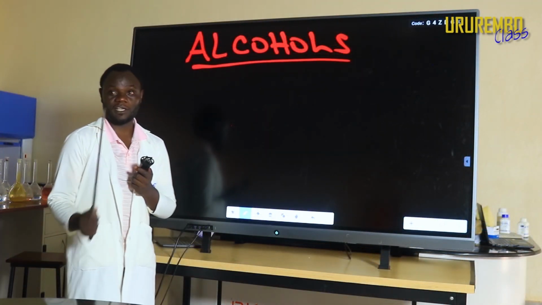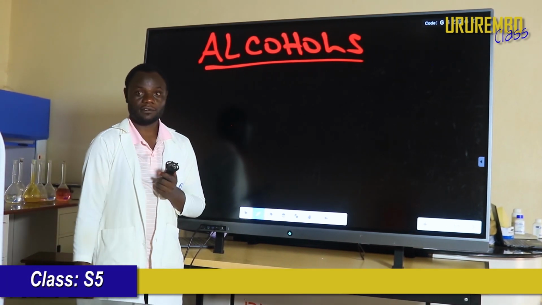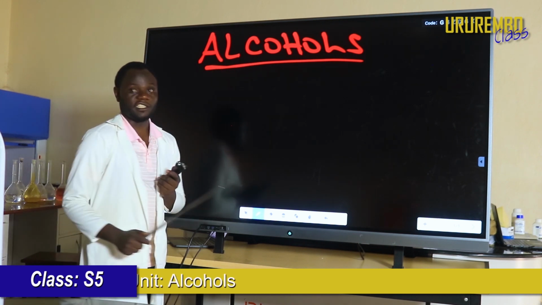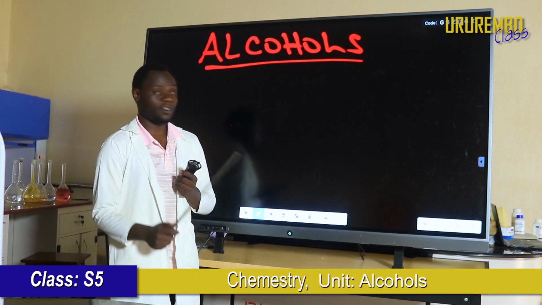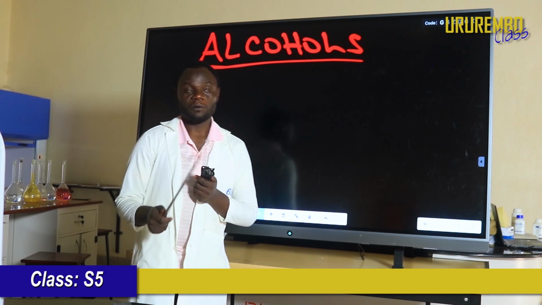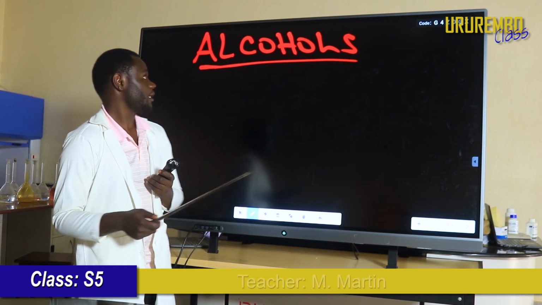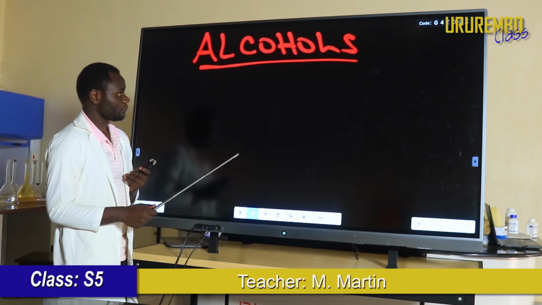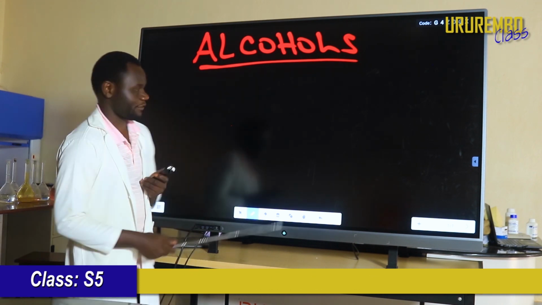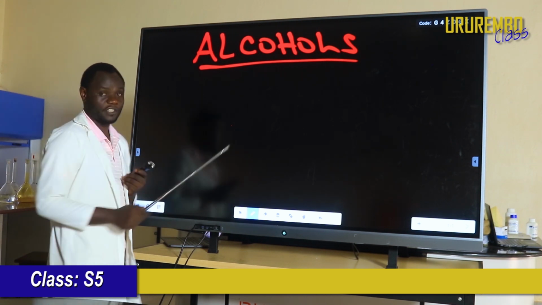Today we are going to learn a topic which is called alcohols. This unit, alcohols, is located in Senior 5 in the combination of MCB, combination of PCM, combination of PCB, combination of BCG, and this unit is very important even in our daily life. So we are going to start with classification of alcohol.